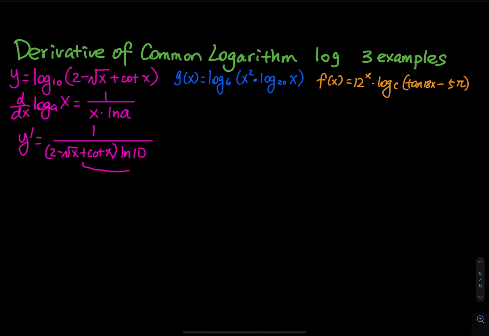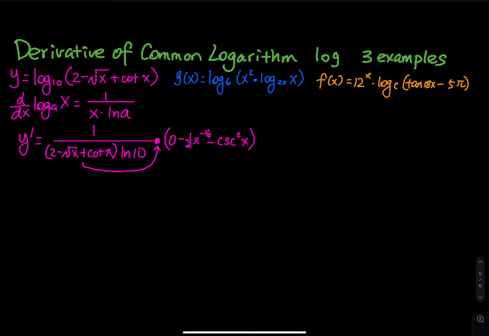This is the derivative of the parenthesis. The derivative of 2 is equal to 0. And then the square root, you take the 1/2 down, x to the negative 1/2. And then the derivative of cotangent is negative cosecant squared, so minus csc squared x. And then that's it. To put this in a more compact form, you can simply put this in the numerator.